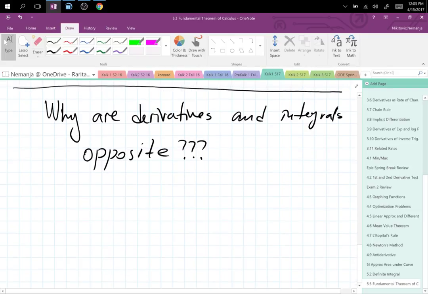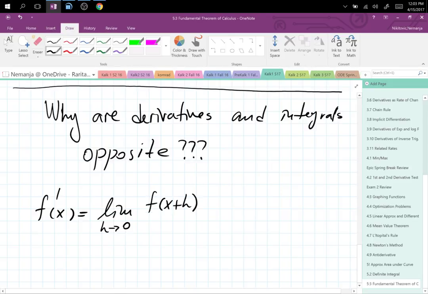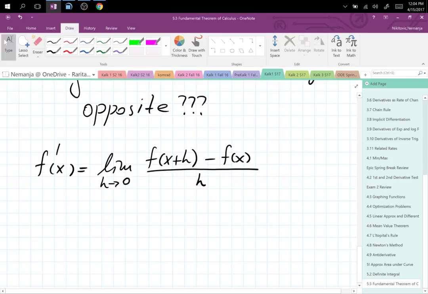All right, so who's going to tell me the definition for the derivative? What's the definition for the derivative? What's the limit definition? Come on, let's go. Write it out. Now read it off the paper. H. All right. And what was the definition for the integral?